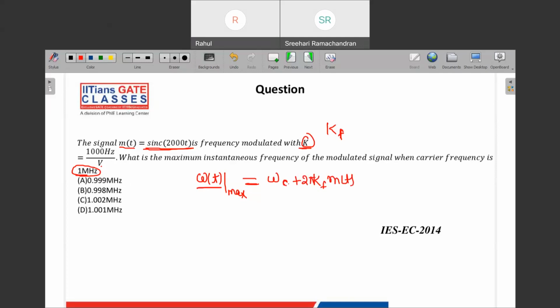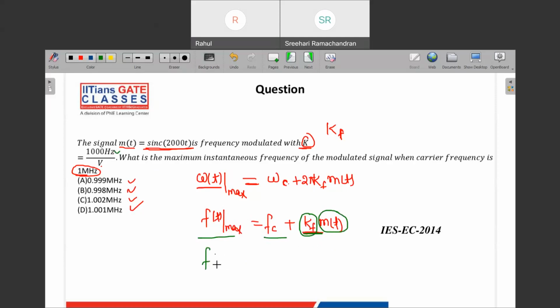Now, in this case, the options are given in hertz. So instead of calculating omega t, I will go for ft. I need to calculate ft max, which is equal to fc plus kf mt, where kf is in hertz. In the last slide, when I did the derivation, I divided by 2 pi because kf was in radians. In this case, kf itself is in hertz, so I don't need to do that division. This is in hertz, this is also in hertz, this is volt, and this is hertz per volt. So everything will be in hertz once you do the calculation.